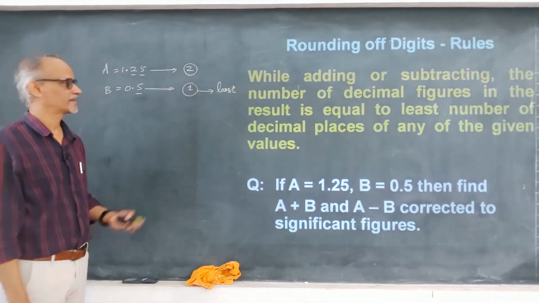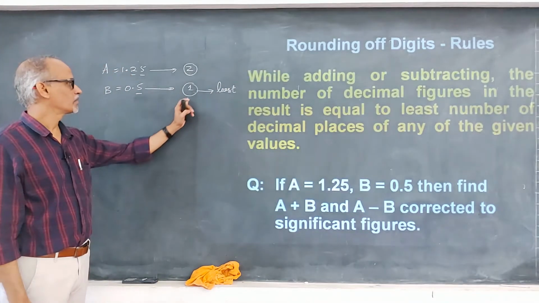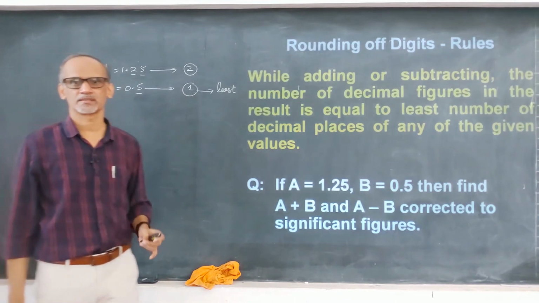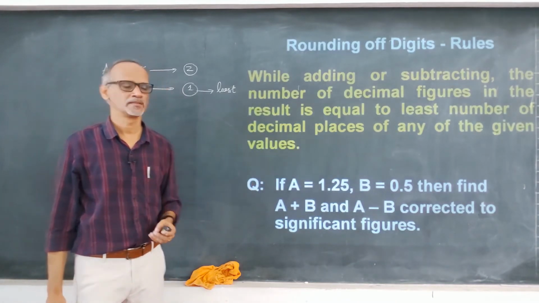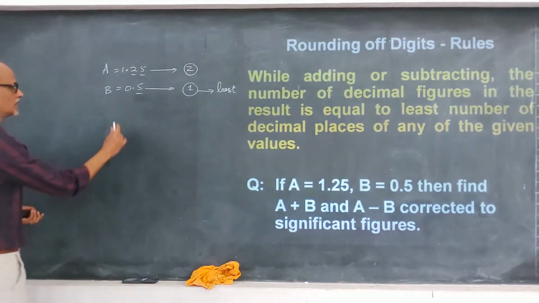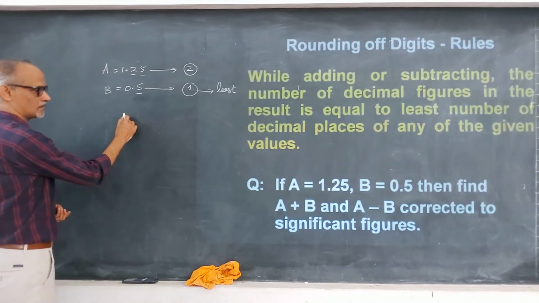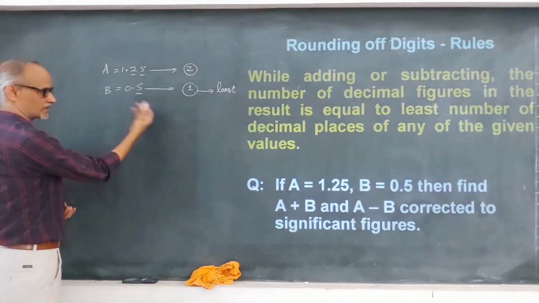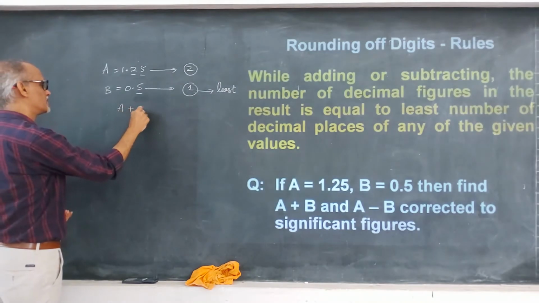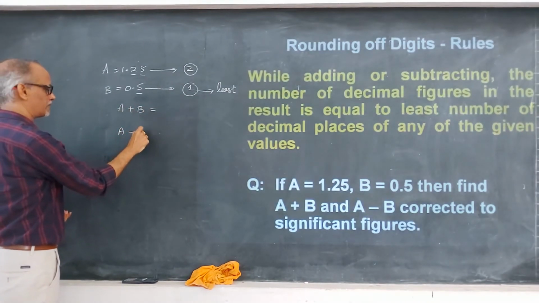So, therefore, I have to make sure that in my final result, I am going to maintain only 1 decimal place. The rule says, not me. Okay, right. So, what is the question? The question is A and B are given, find A plus B. Okay, A plus B, and then find A minus B.